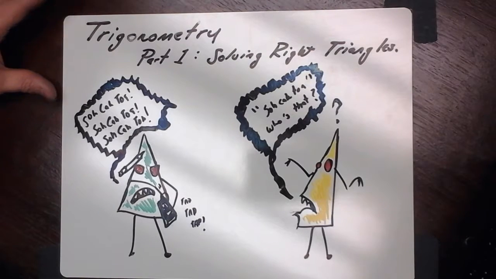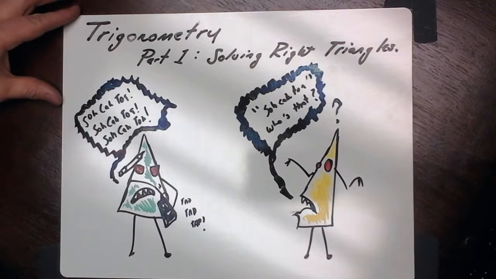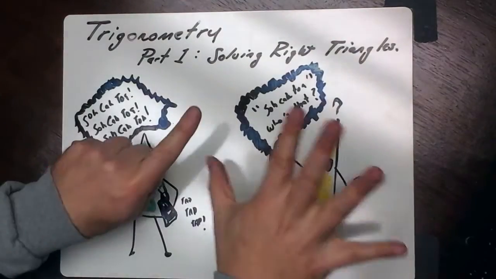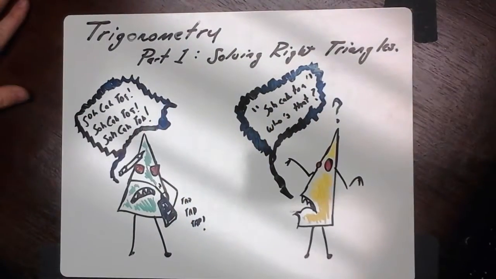What we're going to do in this video is we'll define trigonometry, then we'll talk about the trigonometric ratios, and then we're going to do 6 examples. So, let's get started.